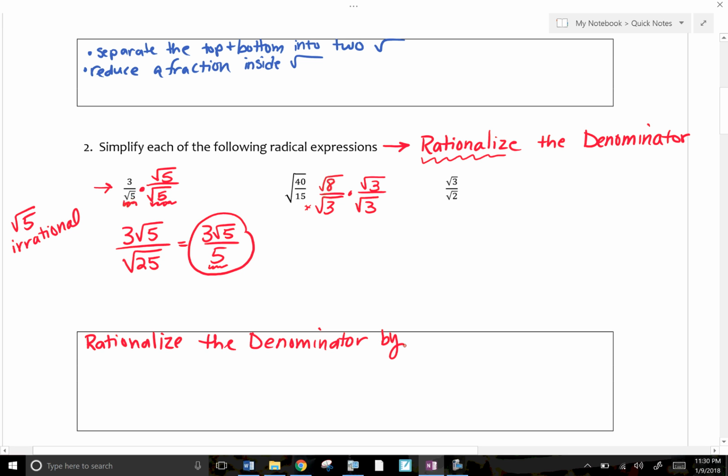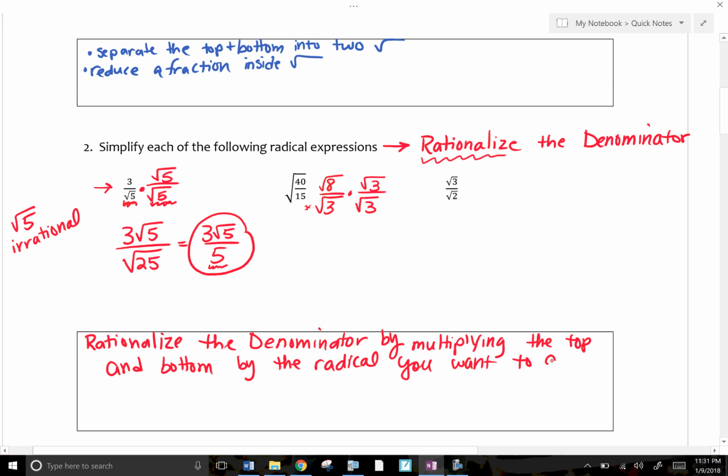Rationalize the denominator by multiplying the top and bottom by the radical you want to get rid of. Okay, so over here, I was trying to get rid of a root 5, so I multiplied by root 5. And over here, I'm trying to get rid of a root 3, so I multiply by root 3.